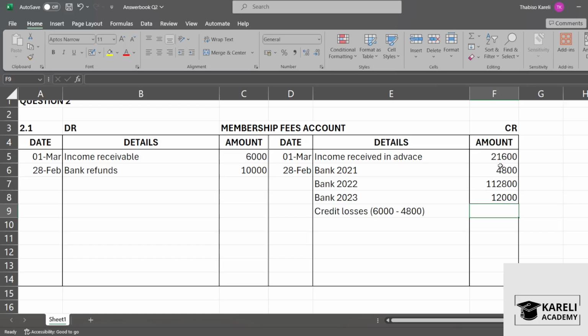Therefore, how much will be outstanding? 6,000 minus 4,800. Now, the outstanding amount will be 1,200. Do you get it? Yes. Means 6,000 was outstanding. There's 6,000 opening balance, it was outstanding. And then we received 4,800 for 2021. Now, what is outstanding is 1,200. That should be written off. Right? Let us continue.